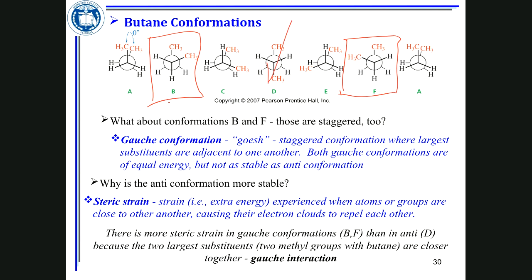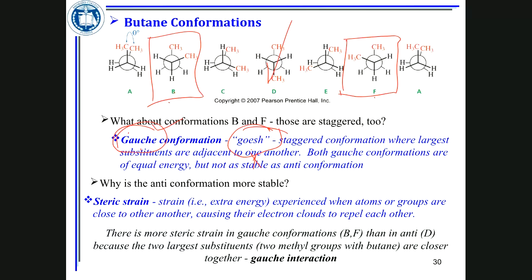So this is known as a Gauche conformation. So B and F are going to be Gauche conformation. Now, the pronunciation of Gauche is a little different by different people, different accents, but that's how you write it, and this is how you read it: a Gauche conformation. So a Gauche conformation is going to be staggered.